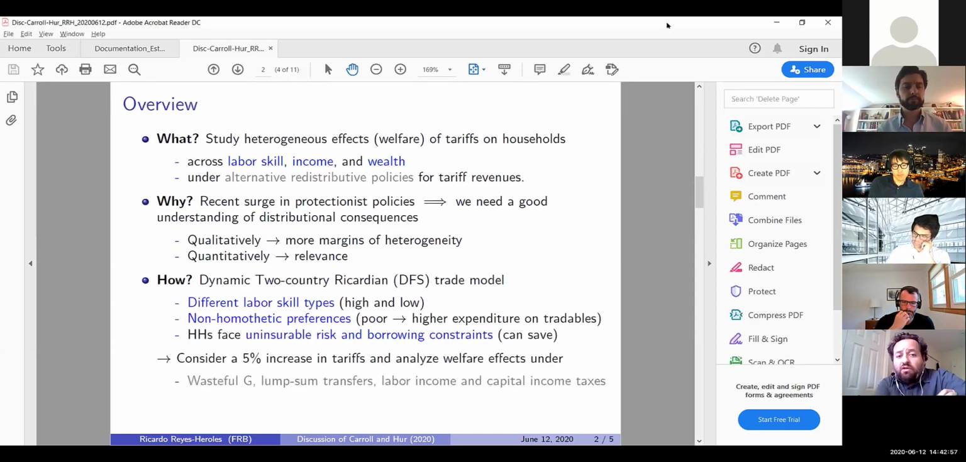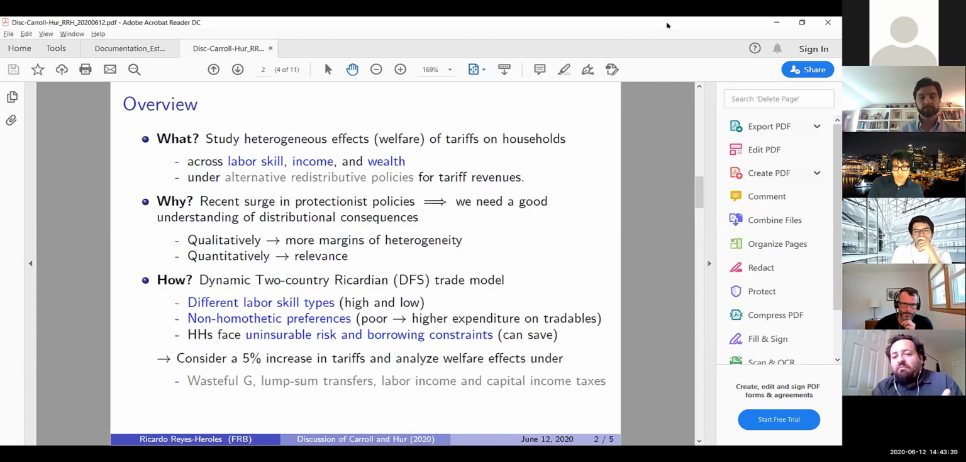So very quickly, how do they do it? They're basically going to take a dynamic two-country Ricardian model. It's going to be DFS basically, and they add 3 ingredients to the basic DFS framework: different labor skill types, basically high and low; non-homothetic preferences, in particular poor households are more exposed to tradable goods, meaning their expenditure share on tradable goods is greater than for rich households; and, in order to be able to talk about wealth, uninsurable idiosyncratic risk and borrowing constraints, so basically incomplete markets.